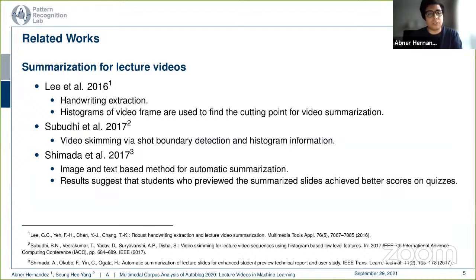methods for summarization. And there have been some studies showing that, at least with Shimada and others from 2017, students who previewed the summarized slides achieved better scores compared to just looking at the full slides themselves.